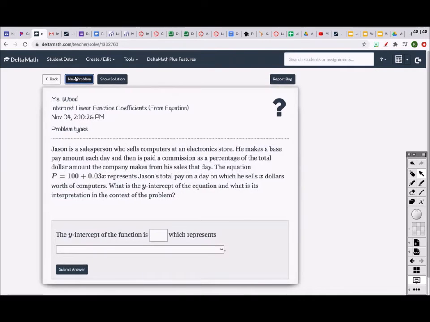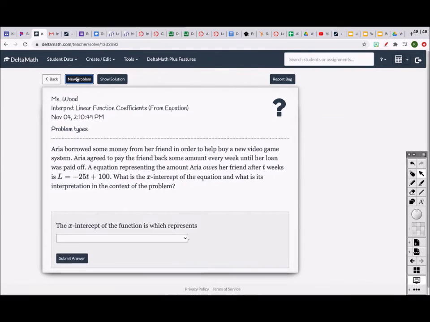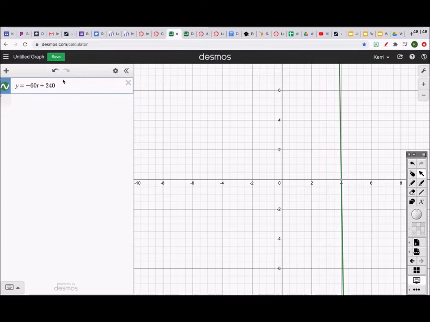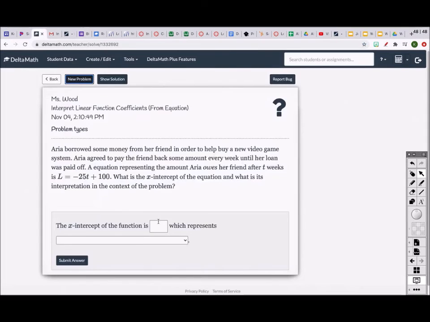And let's try one more x-intercept. As a reminder, whenever it says x-intercept, you have to graph it using Desmos. So I'm going to do y equals negative 25x plus 100. Now where did the line cross? It crossed at 4. That means that my x-intercept is 4.